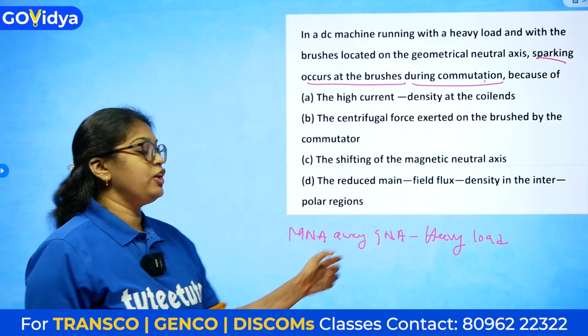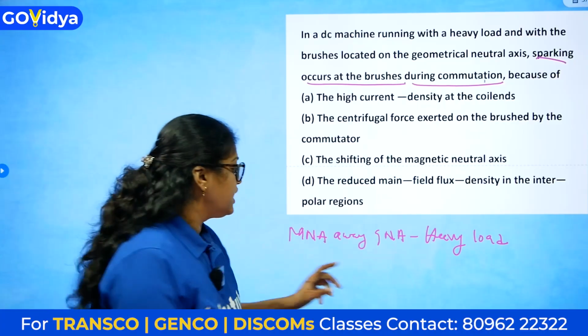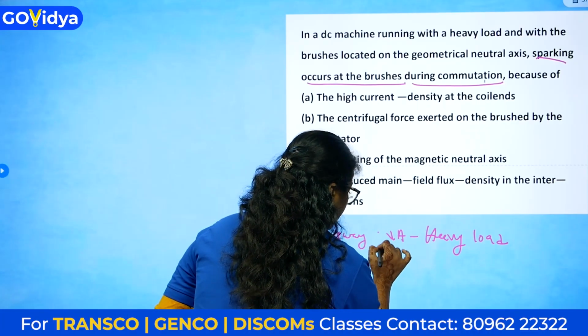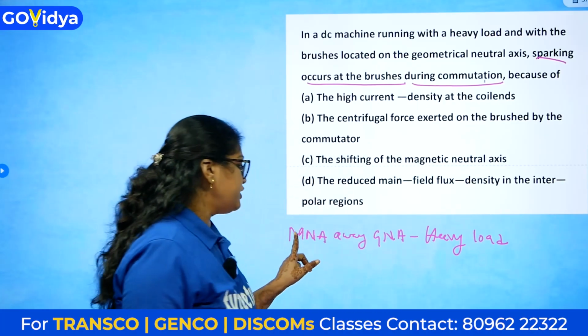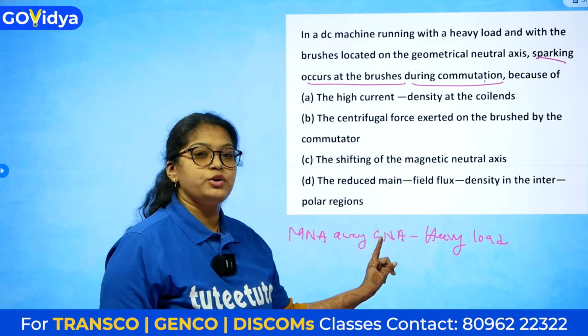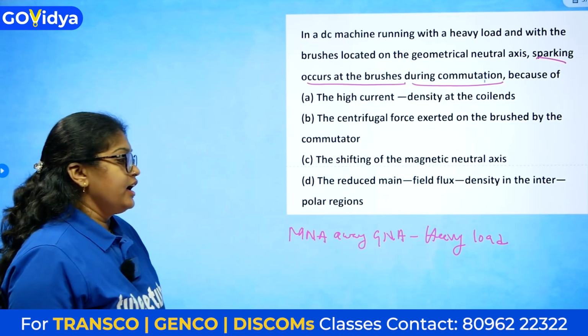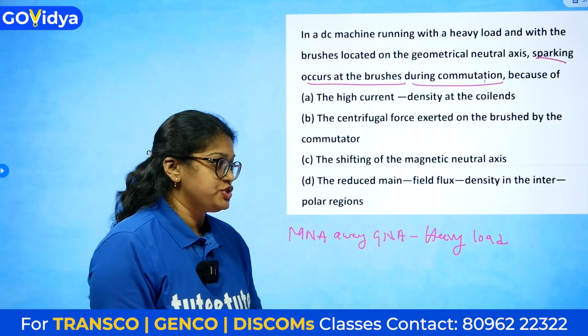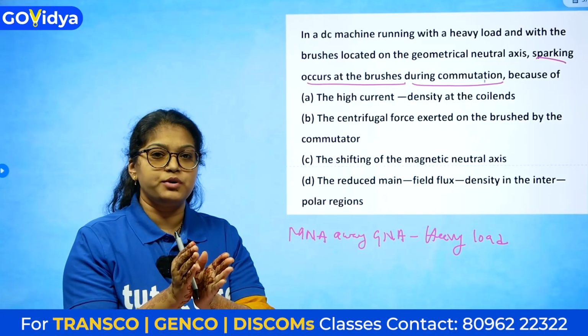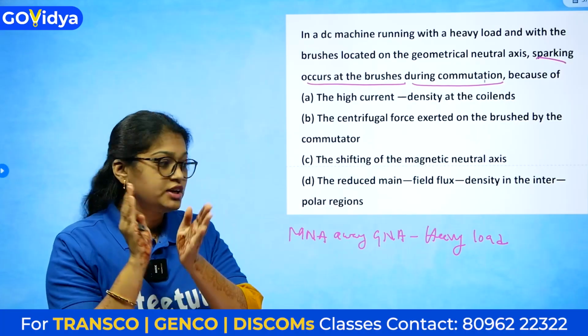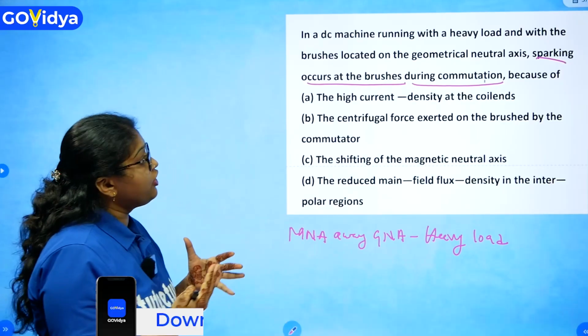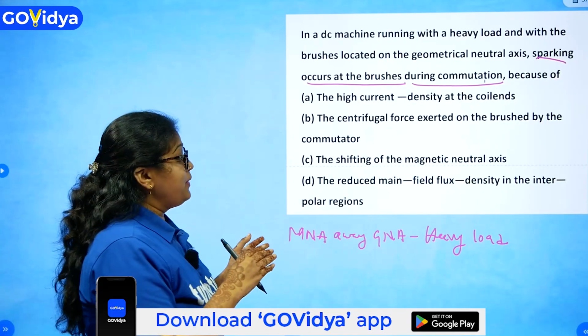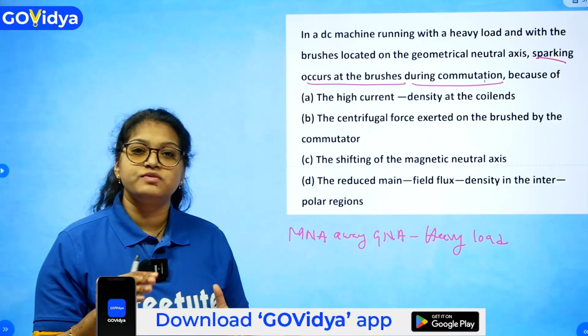This is when the heavy load MNA will be away from the GNA. MNA is the magnetically neutral axis, GNA is the geometrical neutral axis. But if the brush remains at the same position, at the GNA, instead of being shifted to the MNA, the commutation will become very poor.